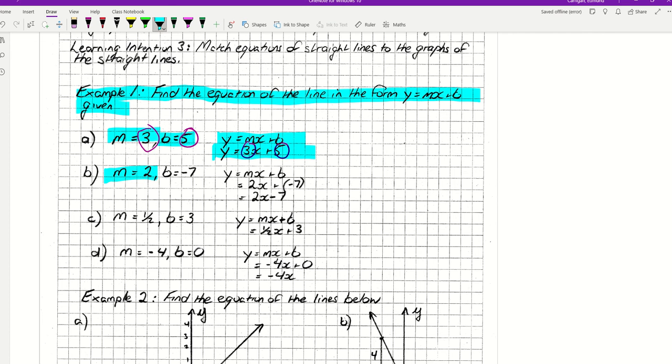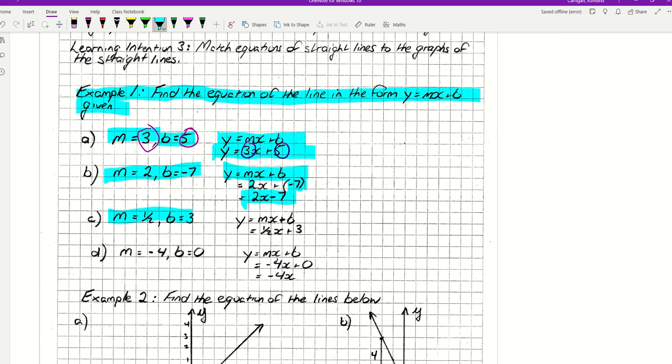m equals 2, b equals minus 7, y equals mx plus b. The 2 goes in front of the x, and we're adding minus 7. So when we have a plus minus 7, a plus and a minus is a minus. 2x minus 7 is our answer to that.